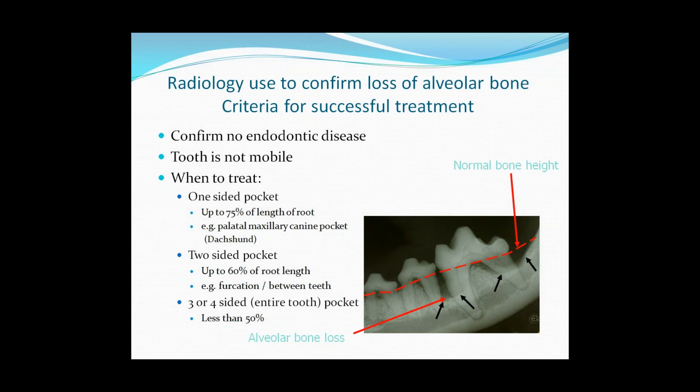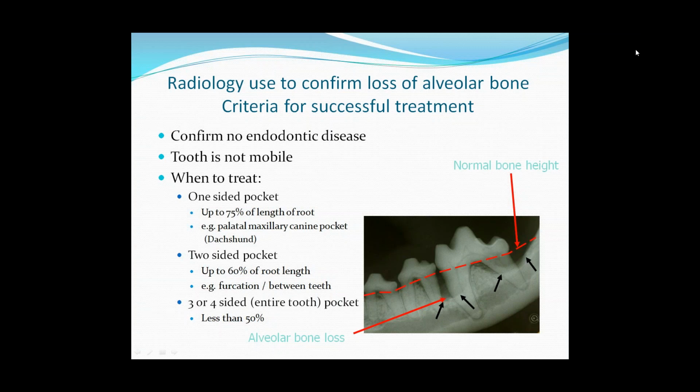Another example would be a furcation, where you've lost bone in the furcation area and you need to clean out the area of the furcation. That could be an area where you've got a two-sided pocket as well. So if you lost up to 60% of the attachment in those areas, then you may find that you could actually and successfully clean in that area as well.